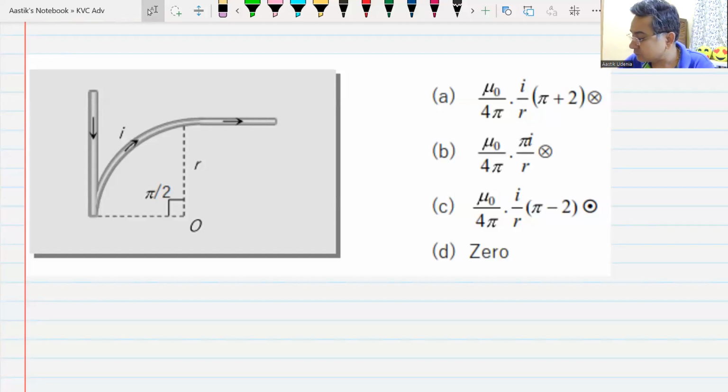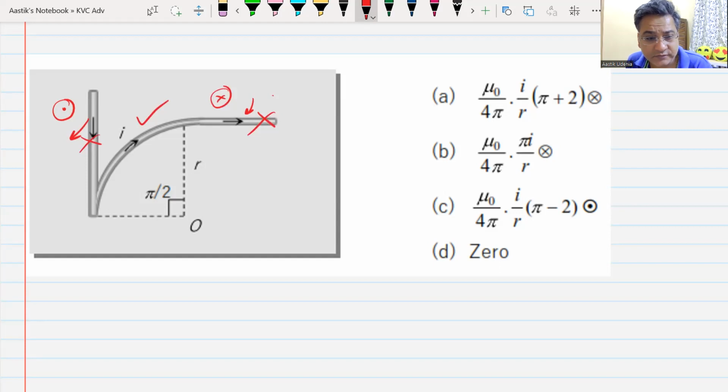So what is the magnetic field due to this wire? Mu naught I by 4 pi R, sir. Mu naught I by 4 pi R. What is the direction? Outside. What is the field due to this wire? That is mu naught I by 4 pi R inside. So these two fields will get cancelled.